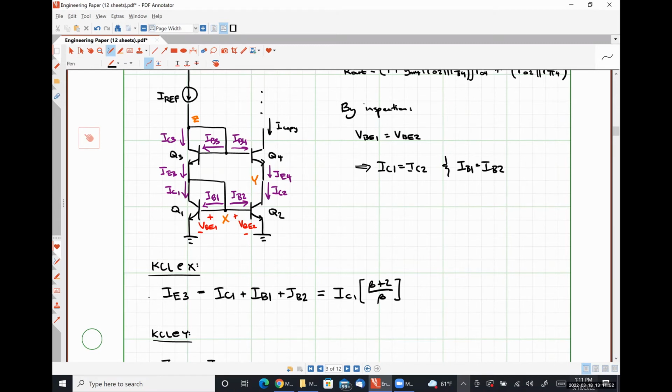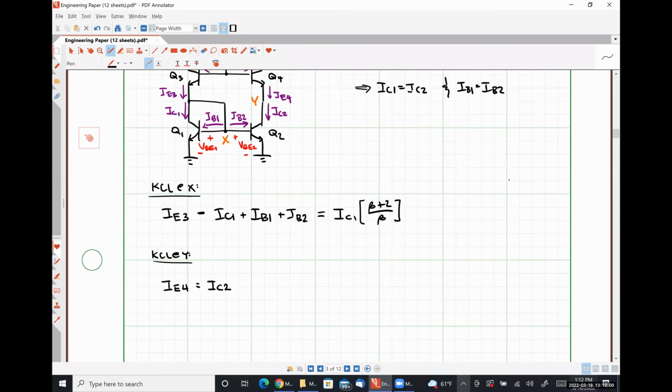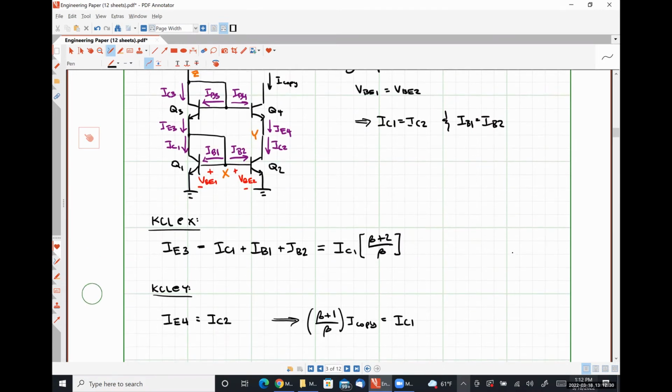Because IE4 is just the emitter current for Q4, and I copy is just the collector current for Q4, right? So that gives us beta plus 1 over beta times I copy is equal to IC1. And we'll wind up substituting that into here in a few moments. But before we do that, let's go ahead and play around with a couple of things. All right. So finally, KCL at node Z.